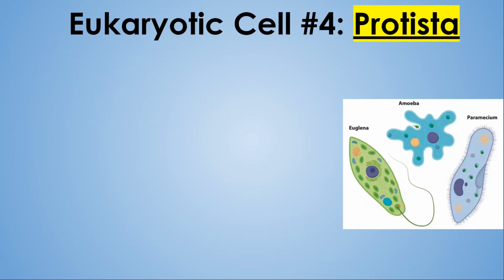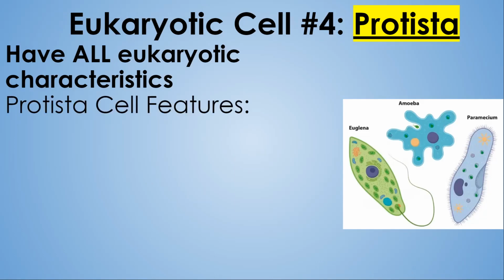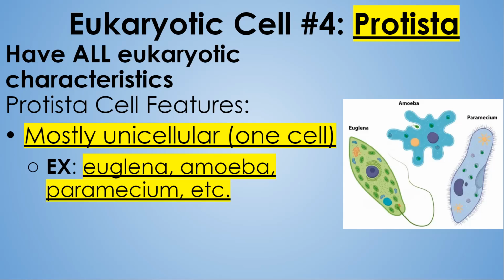And then if we look at some protists, protists have a lot of different kinds of cells and organisms in that kingdom. But they do have characteristics of eukaryotic cells. They're going to be mostly unicellular, single-celled organisms. And some examples of those are euglena, amoeba, paramecium, etc. But this is kind of a kingdom that's mostly unicellular, but it's going to be a lot of mixed types of organisms in this kingdom.